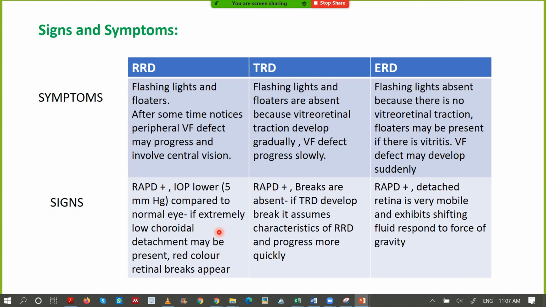Okay, in case of tractional RD also, the visual defects will be seen often, but there won't be any flashes or floaters in case of a tractional RD. In case of exudative RD, again there are no flashes, because even if you are myopic, you will be able to see a kind of worm-like or dusty movement when you look into the light. That is because of a liquefaction of the vitreous.